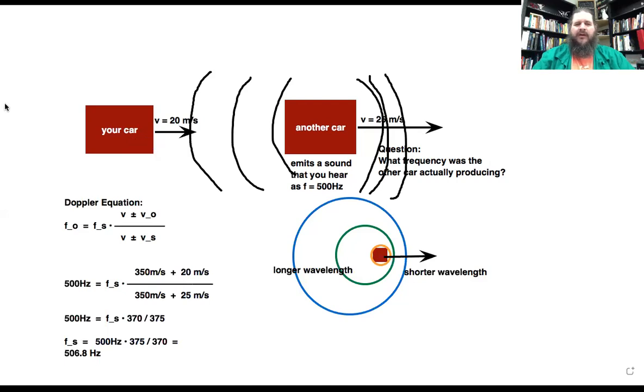That doesn't mean what you're hearing is incorrect. It's just that what you're hearing and what was produced are not the same. It's changed by the motion of the objects. So that's the core idea of the Doppler effect. If the source of the sound is moving, or the observer is moving, or both, those are going to create changes to what is heard versus what is produced. Any other questions on the Doppler effect?